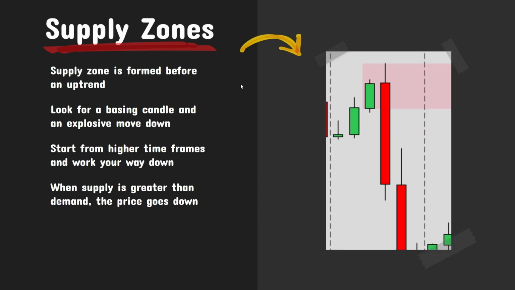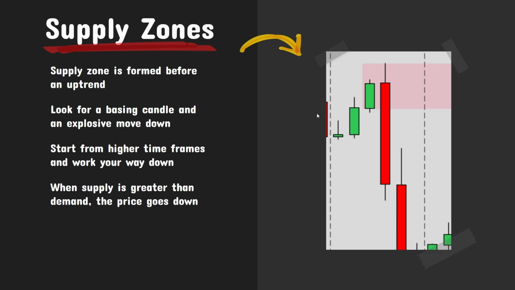Supply and demand is basically the same thing, just vice versa. It's formed before a downtrend. I don't know why it says uptrend. You look for a basing candle and then an explosive move down, and you start from higher time frames, you work your way down. When supply is greater than demand, the price tends to go down. Same thing. When the stock comes back up here, orders get filled, and then the stock comes back down.